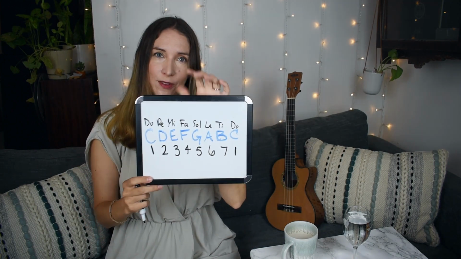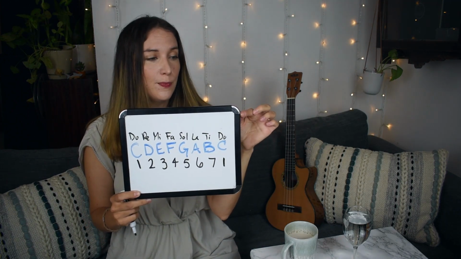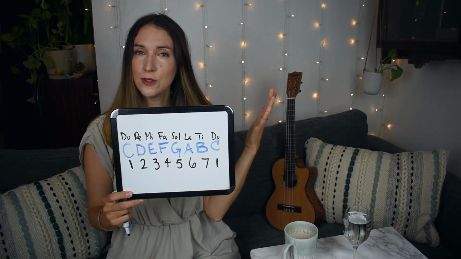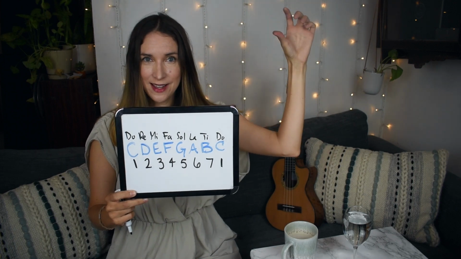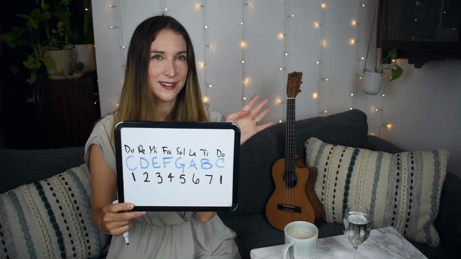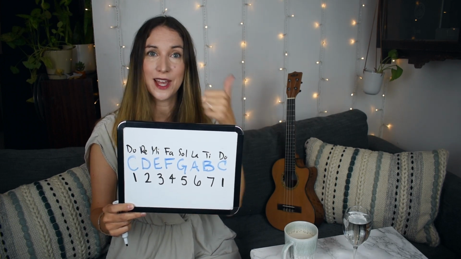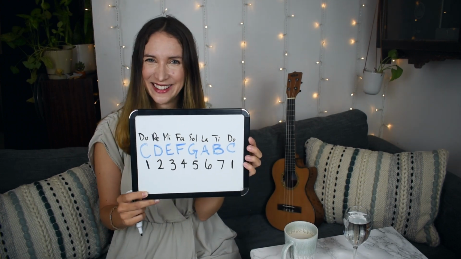I do want to point out that using solfege in this way, I'm using a system called movable do, where I move my do around as needed. There's another system that's fixed do, so I'm not teaching that. So if that sounds familiar to you, you can say, okay, great. And if it doesn't, you can say, okay, great, I'll skip that for now.